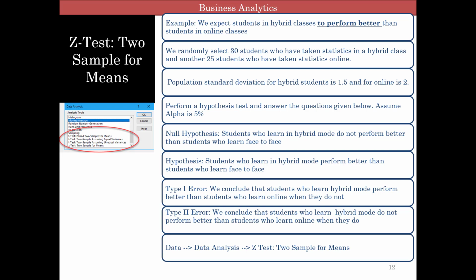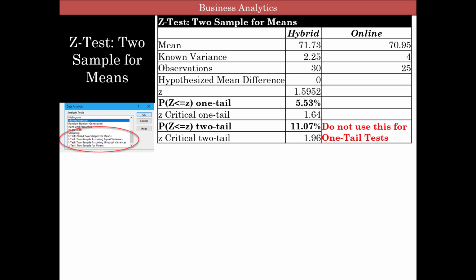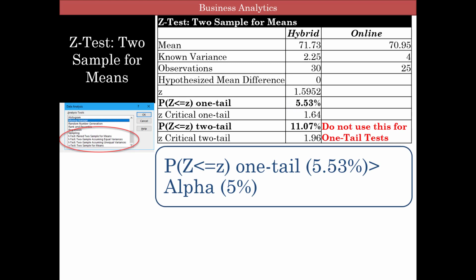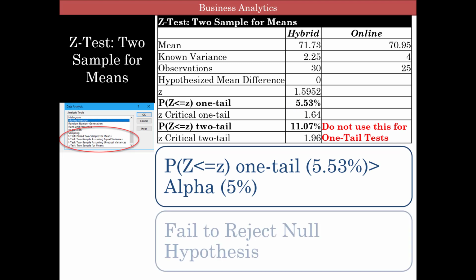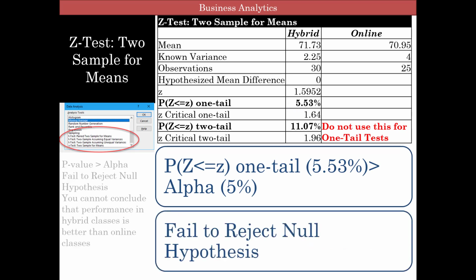And so you're going to do a z-test for 2 sample for means. And it's a 1-tailed upper tail test because we assume that the first group is better than the second group. And you end up with this data. You are not going to use this 2-tailed. You're just going to focus on 1-tailed. The p-value is 5.53%, right, which is greater than alpha. So you fail to reject the null hypothesis.